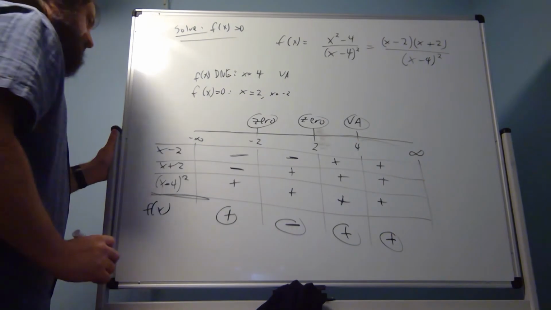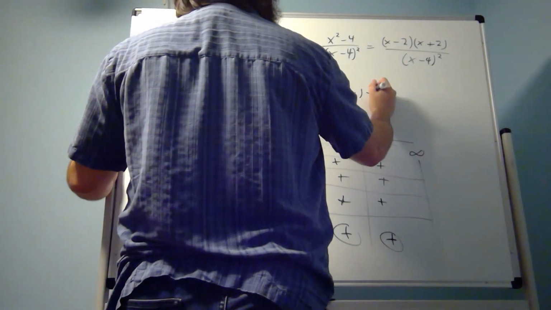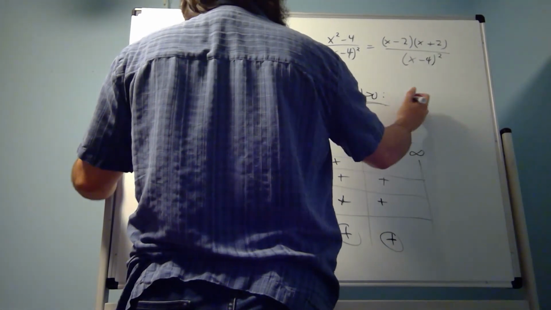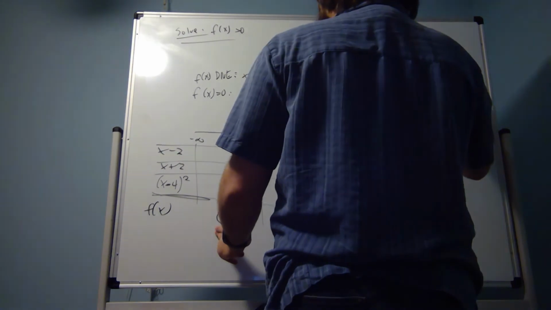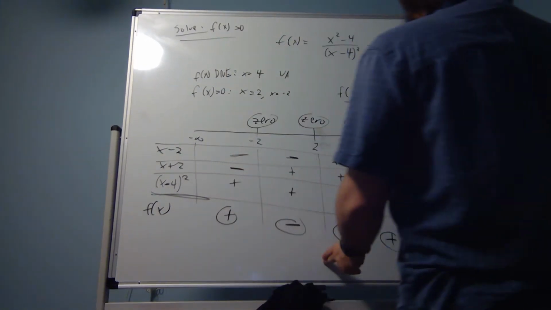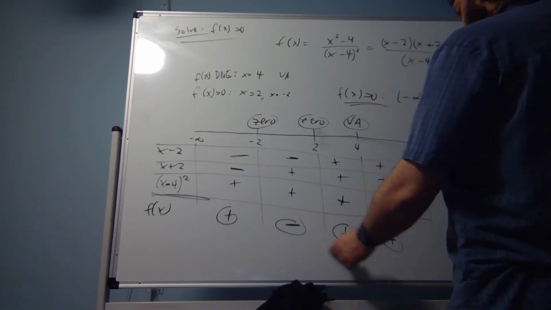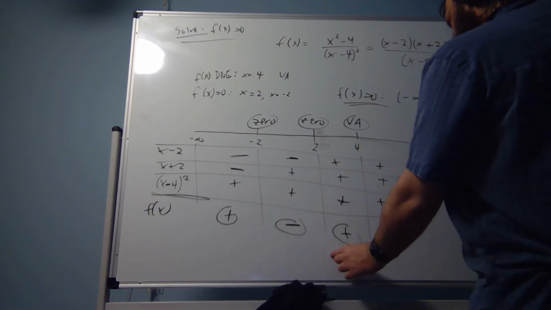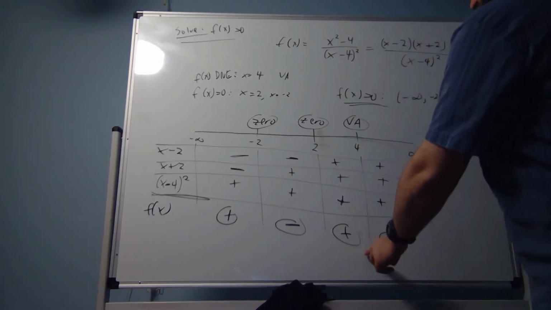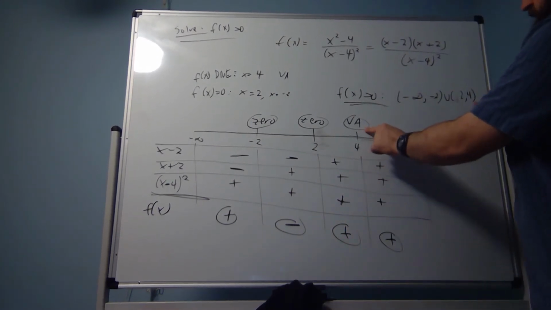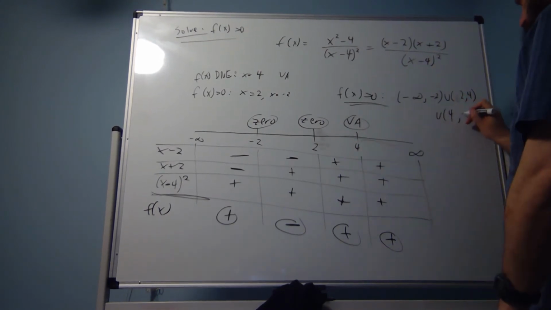By doing this. So f of x, where is f of x strictly greater than 0? From minus infinity to minus 2, union, not for this part in the middle, but then it is from 2 to 4, but not exactly 4. You don't include 4 because that's an asymptote. And then you go from 4 to infinity.